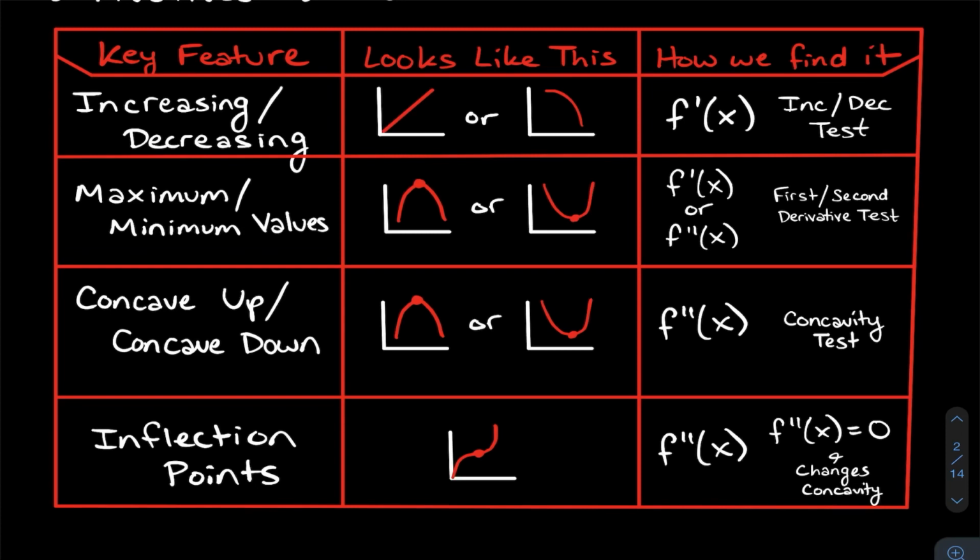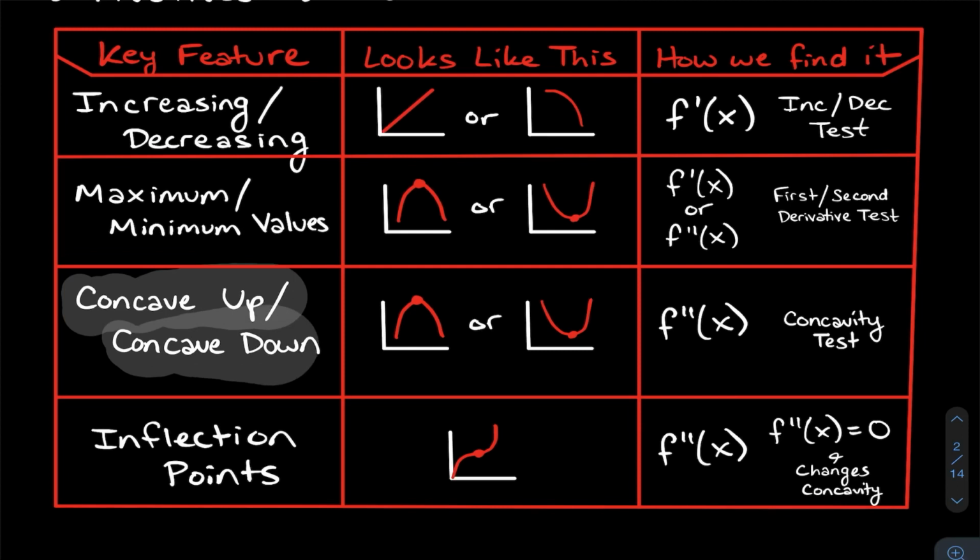Like if we know something is switching from increasing to decreasing, right? We know that it's a maximum. And that's basically what the first derivative test tells us. And then the second derivative test will get into that. So then we'll also get into concavity, something that's concave up or concave down.